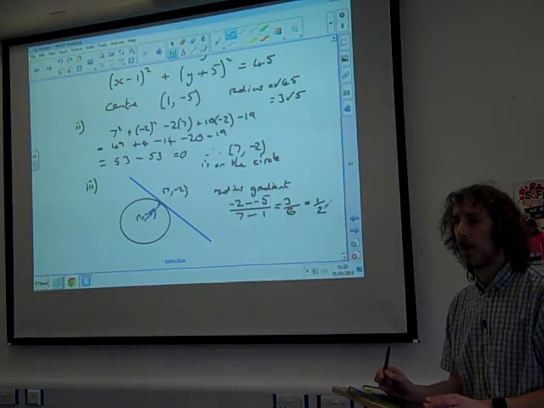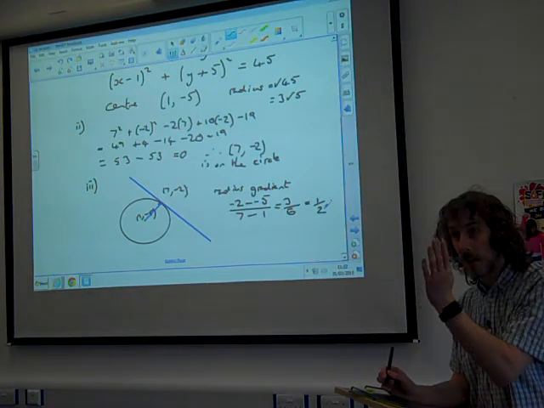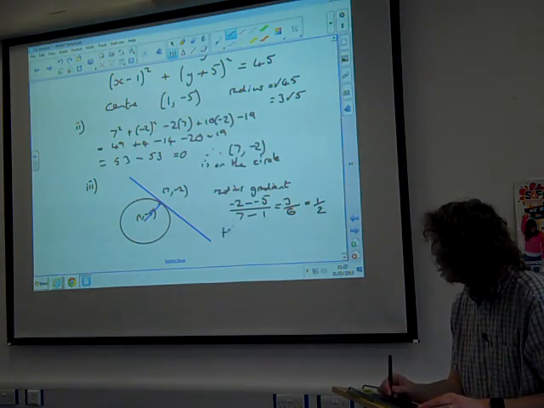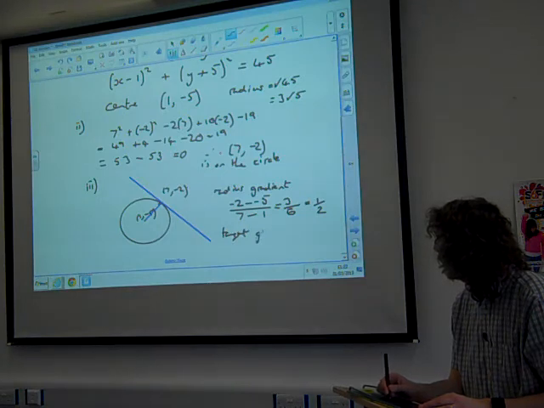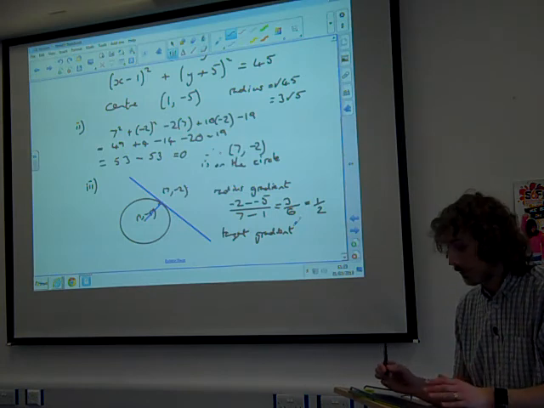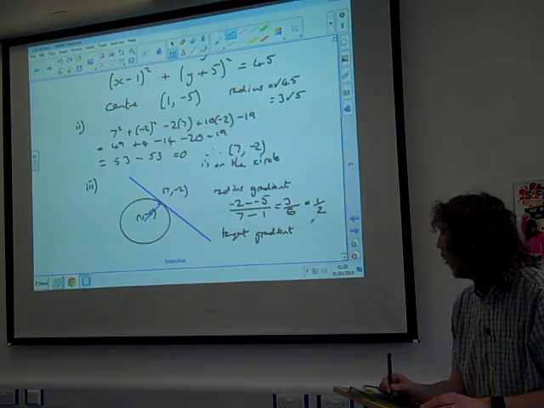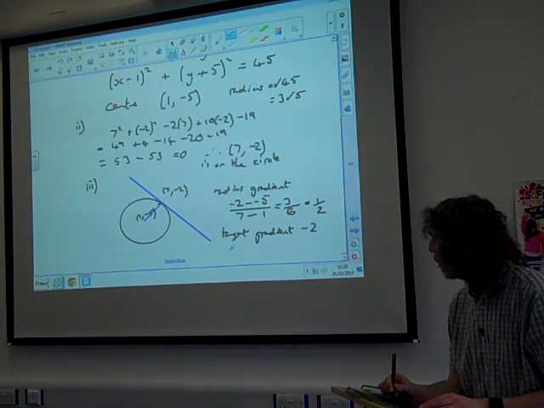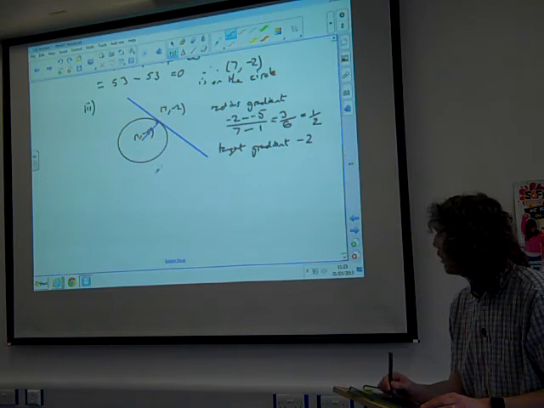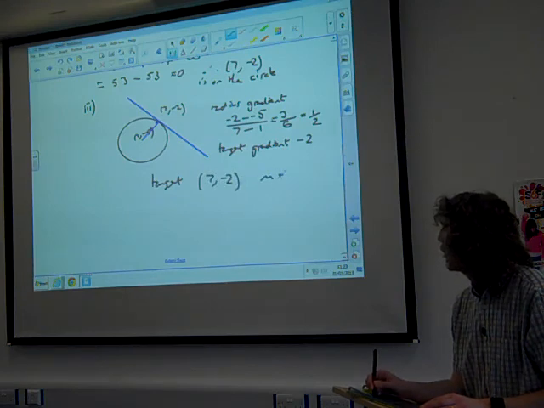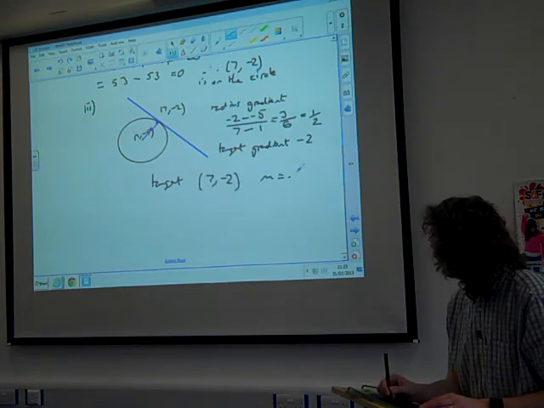Which is a half. But my tangent is perpendicular to that, isn't it? So right angles to it. So the tangent gradient, this is where I get to use my negative reciprocal bit that we talked about in the straight line graph thing. Minus 1 over a half, which would be minus 2. So my tangent goes through the point 7, minus 2 with a gradient of minus 2.